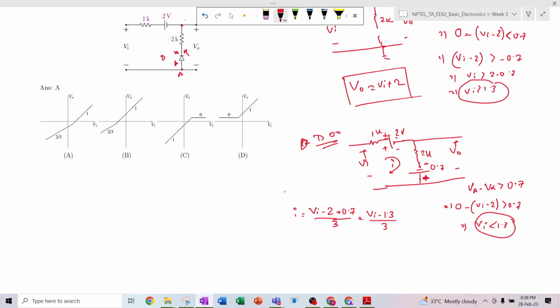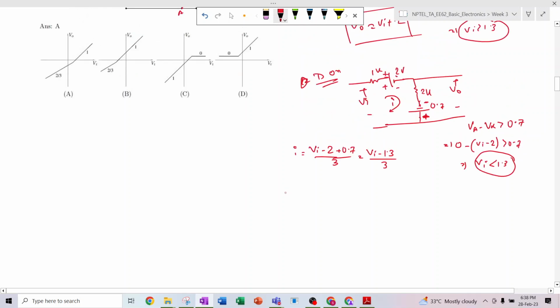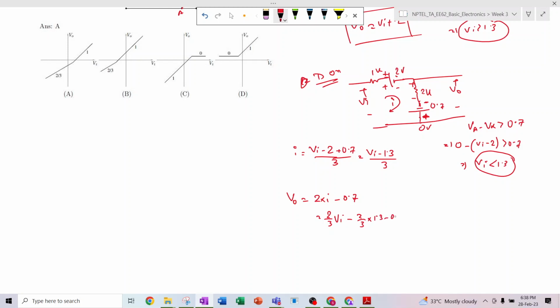So what will be the output voltage in this case? Now the output voltage will be 2 into I, the current flowing in this direction, minus 0.7 volt. This is the 0 volt potential, this is minus 0.7 volt, and this is minus 0.7 volt plus 2 into I. So 2 by 3 into Vi minus 2 by 3 into 1.3 minus 0.7. So this is the case.